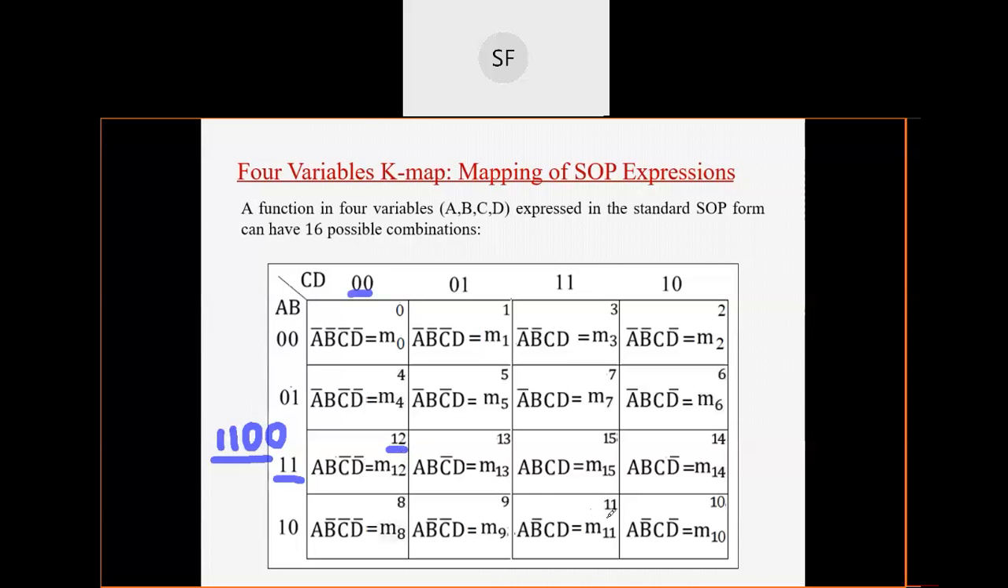Similarly, you can check for all these cells. Suppose I want to find the min term associated with this cell. For that I first collect the AB values, 1 0, and then the CD values, which are 0 1. So this is 1 0 0 1, whose decimal equivalent is 9. Likewise, you can either remember it this way or simply remember this structure.